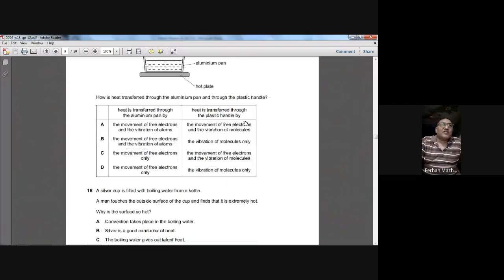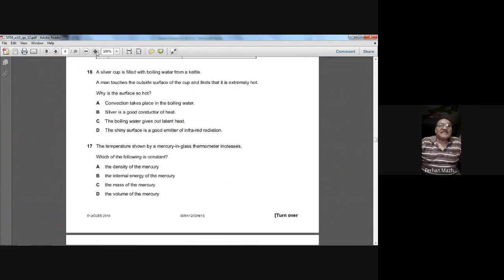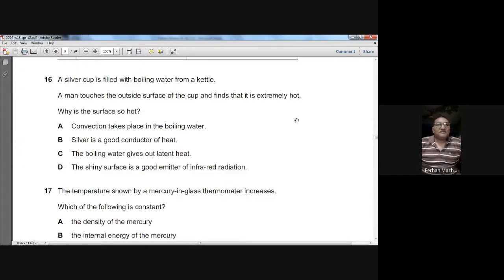On your screen, you know, we have question number 16. A silver cup is filled with boiling water from a kettle. A man touches the outside surface of the cup and finds it is extremely hot. Why is the surface so hot?